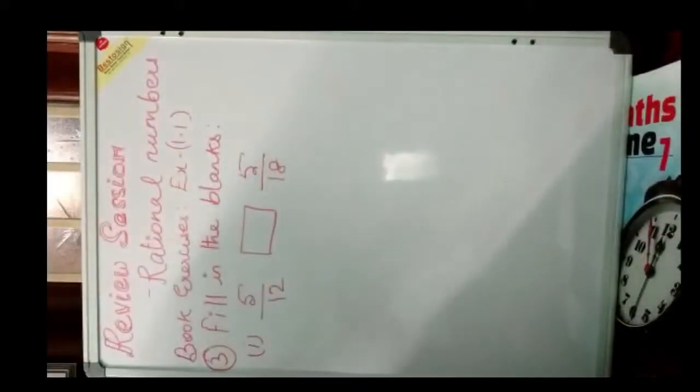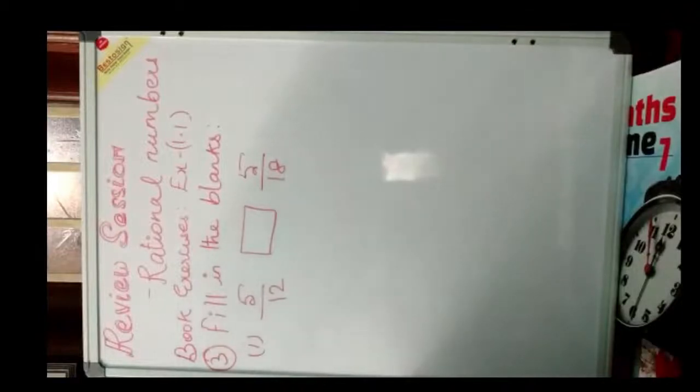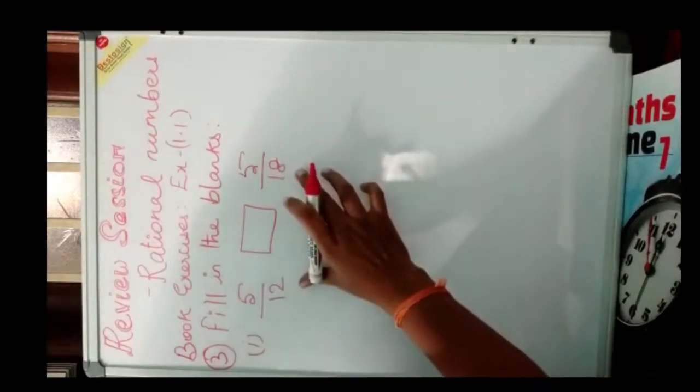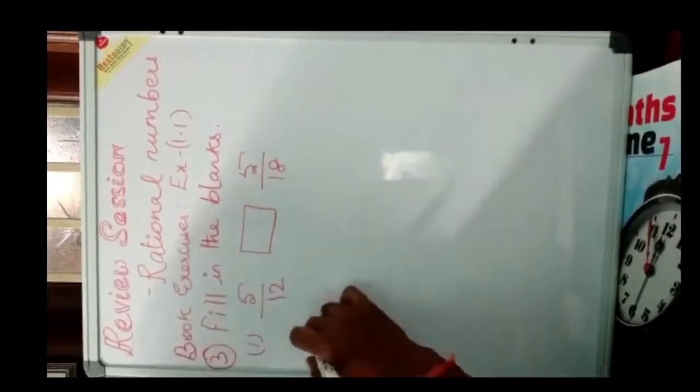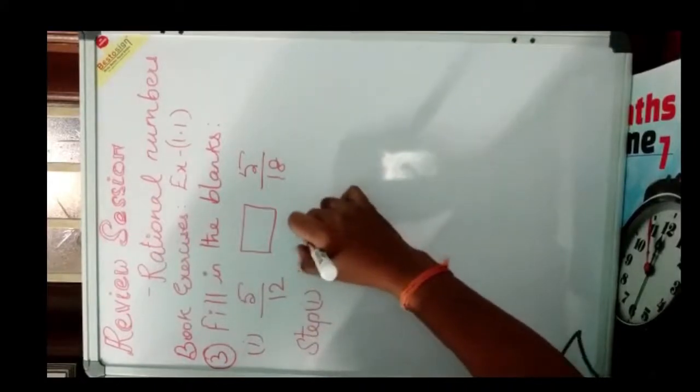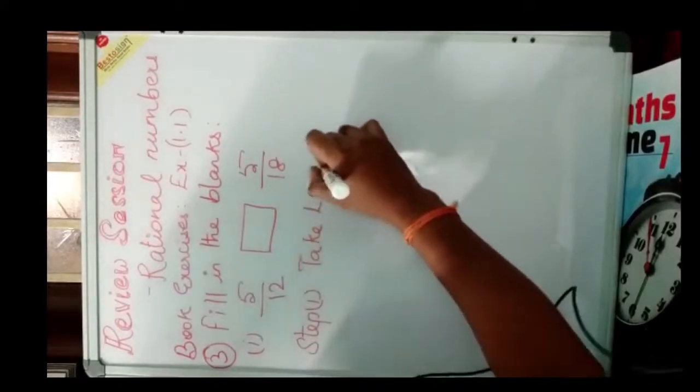Now let's see the third sum. So the third one is fill in the blanks. So here we are going to see which one is greater or smaller. So here the first step we need to convert to standard form, but the rational numbers are already in the standard form. So I am just moving to the second step, taking LCM. So we need to take LCM of the denominators.